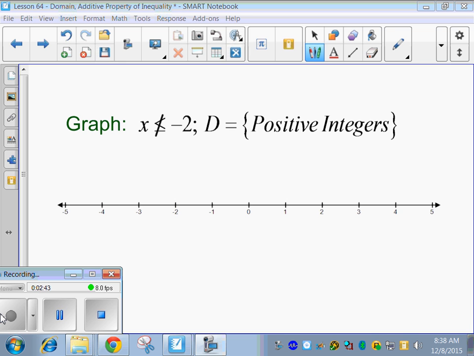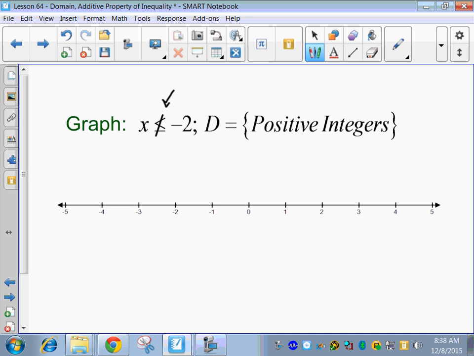Another one. So graph X is... Ella, how do I read this symbol right here? Yes, this is not less than or equal to -2. And the domain is positive integers. That's very important. Make sure you write that down. All right, so we need to write down positive integers for our domain. Go ahead and draw a number line. We're going to graph it.